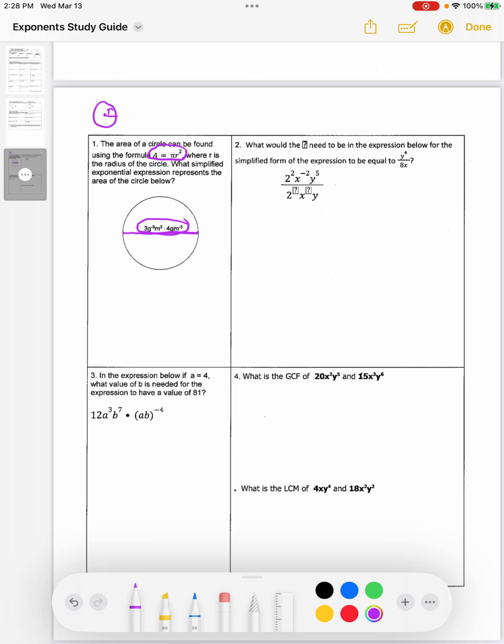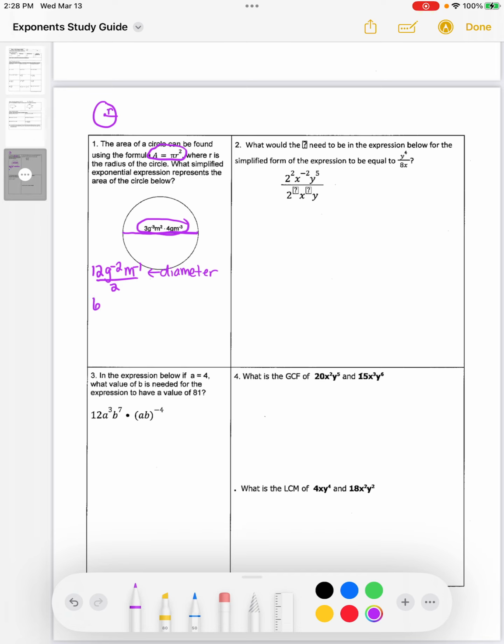So 3 times 4 gives me 12. G to the negative third times g to the first is g to the negative second. And m to the second times m to the negative third is m to the negative first when we use our exponent rules. This right here represents the diameter. To find the radius, we need to take this expression and divide it by 2. And when we're dividing something by 2, we're just looking at coefficients and dividing those. So 12 divided by 2 is 6.